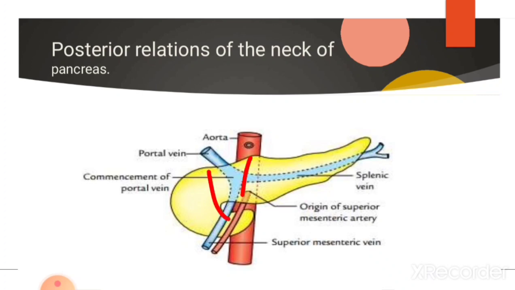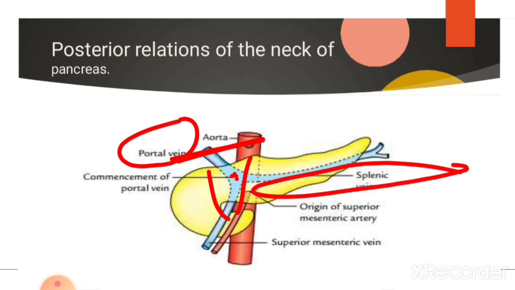This is the neck, and here is the first part of the duodenum on the superior border, and on the posterior surface we can see the commencement of the portal vein. This is the portal vein, and here it is forming with the joining of the splenic vein and the superior mesenteric vein. Both these veins combine to form the portal vein.